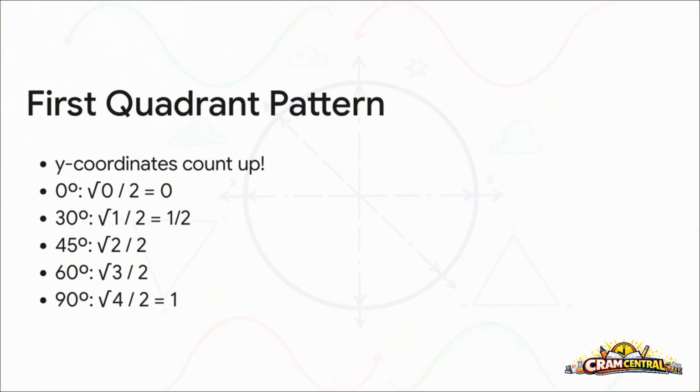And since the square root of 4 is 2, and 2 divided by 2 is 1, boom, it perfectly lands on a height of 1. It's just counting 0, 1, 2, 3, 4, all under a square root, all divided by 2. And the x-coordinates? They do the exact same thing, just running backwards from 4 down to 0.